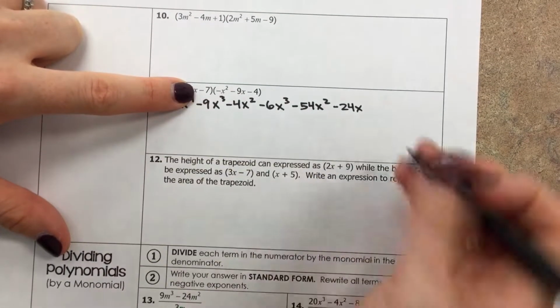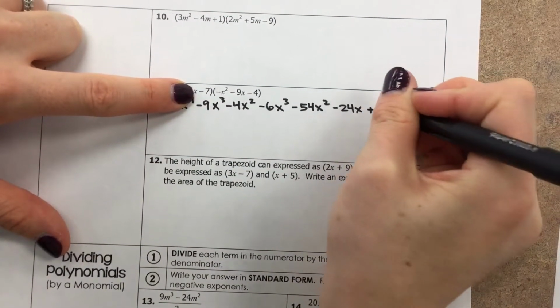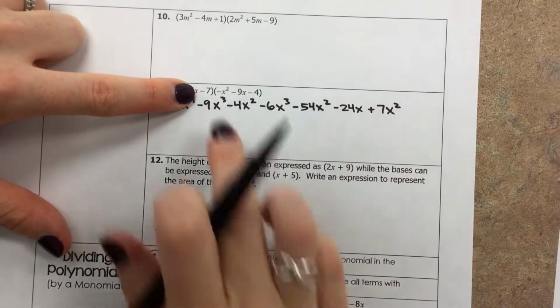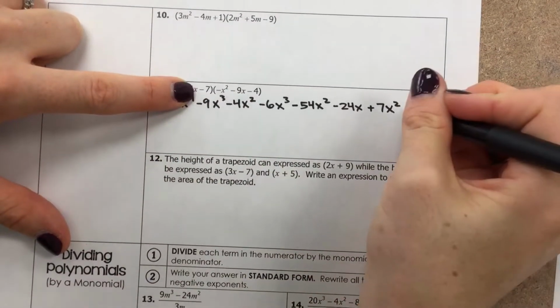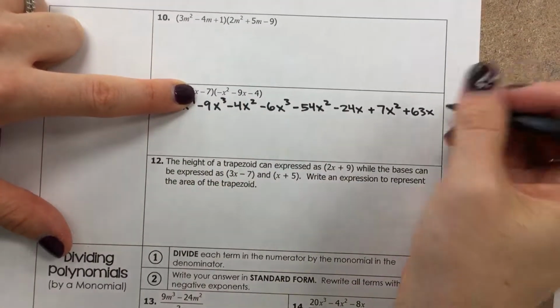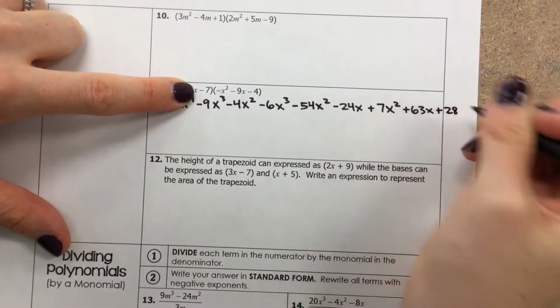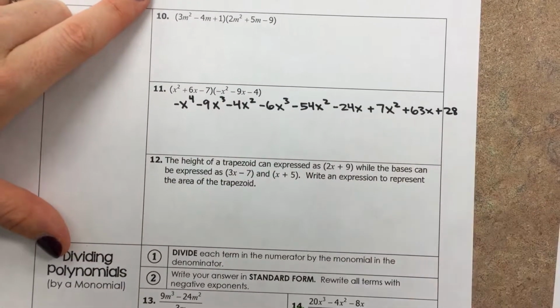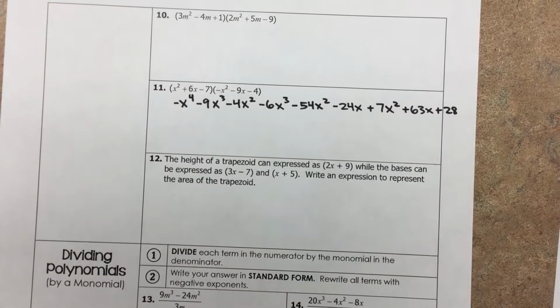So negative 7 times negative x squared would be positive 7x squared. Negative 7 times negative 9x would be positive 63x. And negative 7 times negative 4 would be a positive 28. So that is everything all written out. I have 9 terms, lots of things that I can combine.